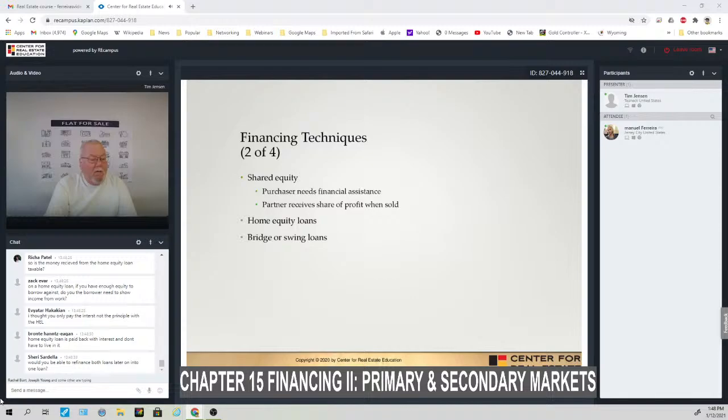On a home equity loan, if you have enough equity to borrow against, does the borrower need to show income from work? You have to be able to qualify to pay that loan back, yes. I thought you only had to pay the interest, not the principal, with the home equity. No, you have to pay the principal back too. A home equity loan is paid back with interest and you don't have to live in it, correct. Would you be able to refinance both loans later on into one loan? Sure, a consolidating loan, you could do that if you qualify, absolutely.